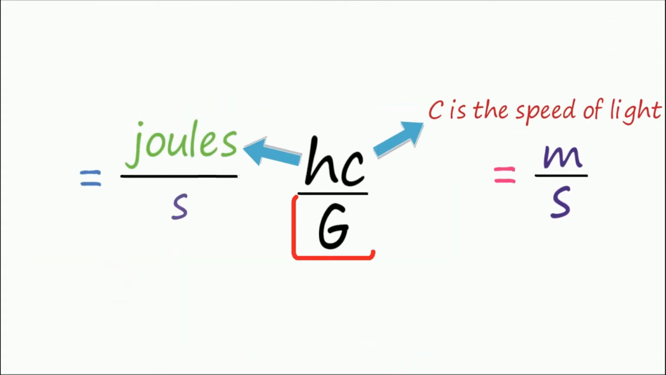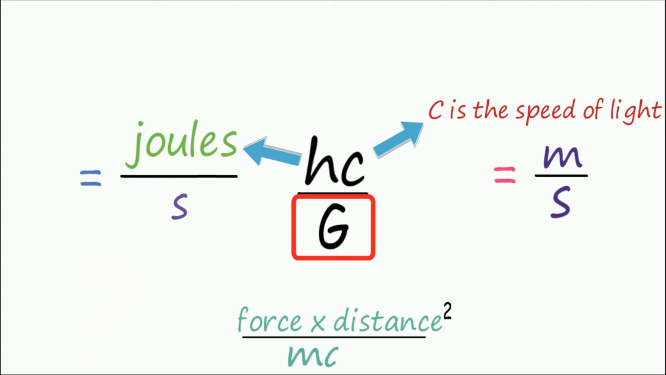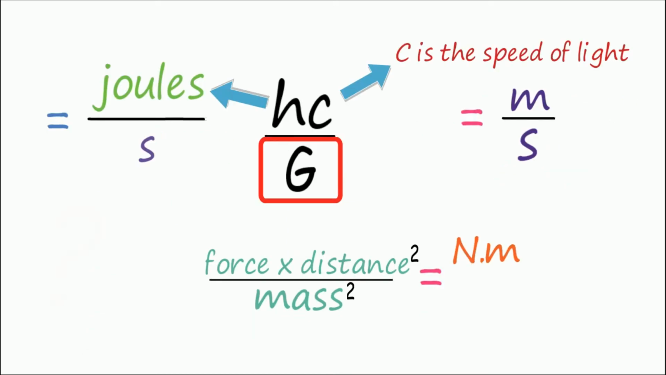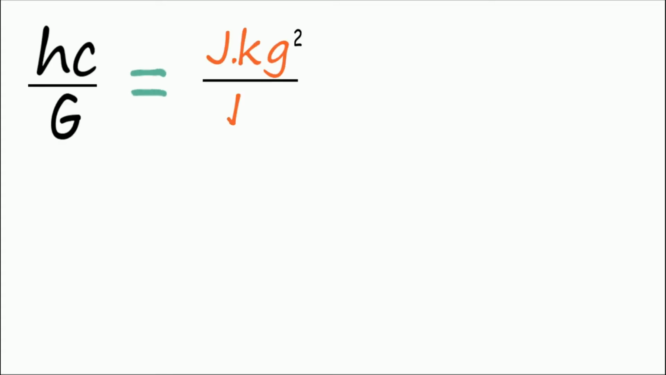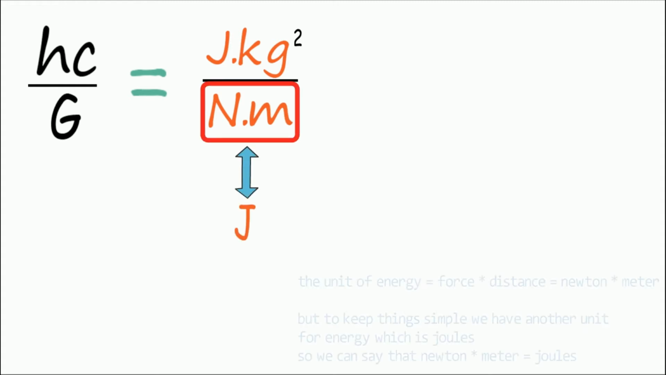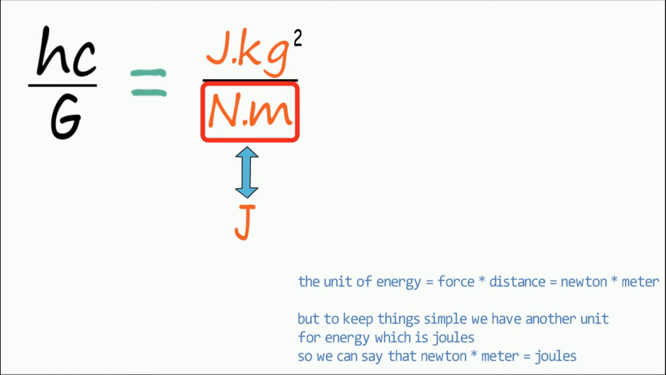So on to the question. The expression of the big G is force times distance square divided by the square of mass, and its units are Newton meter square divided by kilogram square. Now we have all the units, and just by equating them we get joules multiplied by kilogram square divided by Newton meter. We can simplify it further by replacing joules with Newton meter, and hence we get kilogram square.